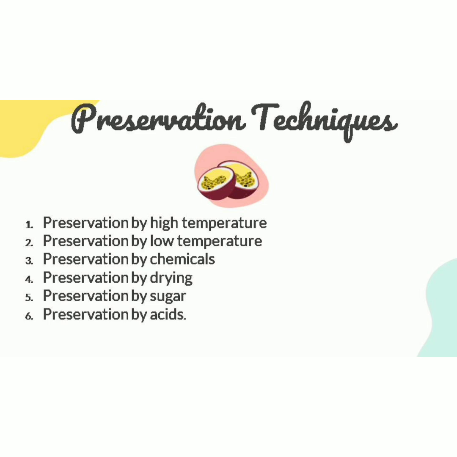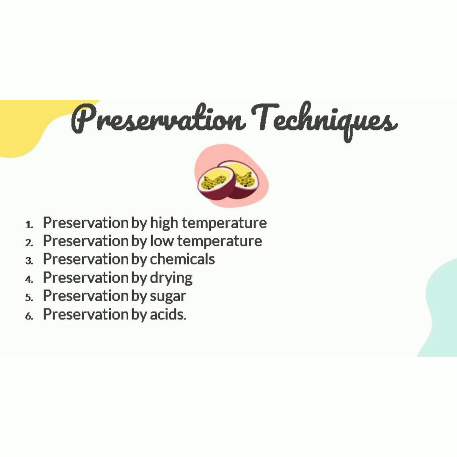Next is preservation by acid. Acid conditions inhibit the growth of many microorganisms. Hence, organic acids are added to or allowed to form in foods to preserve them. Acetic acid, citric acid, and lactic acid are commonly used for preservation.